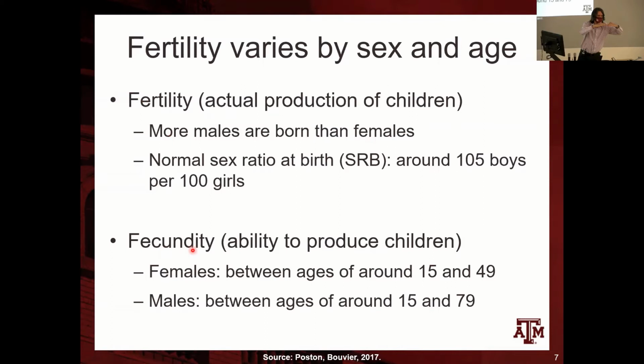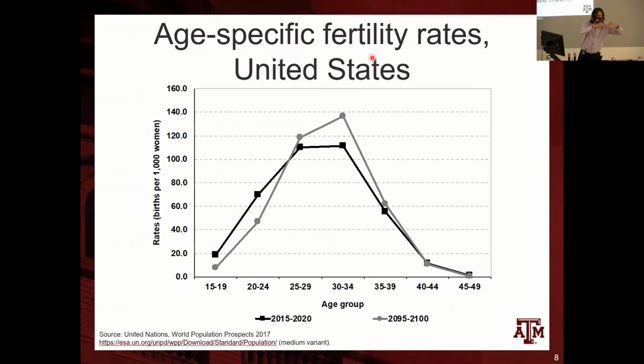But those are the two terms, and previous studies have been showing that fertility varies by sex, or like we have more boys being born than girls. And also we have specific ages in which we are more likely to have children, okay? So fertility varies by sex and age. In terms of age, this is just one example of age-specific fertility rates in the US.